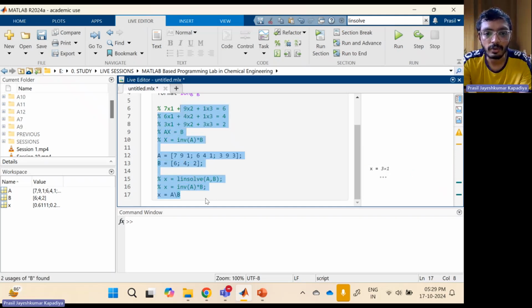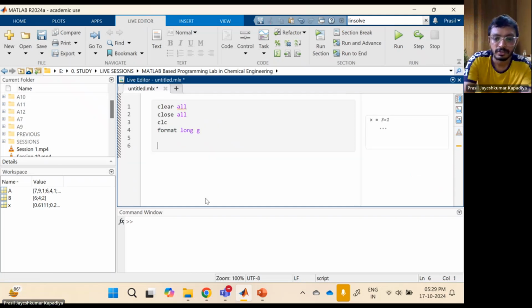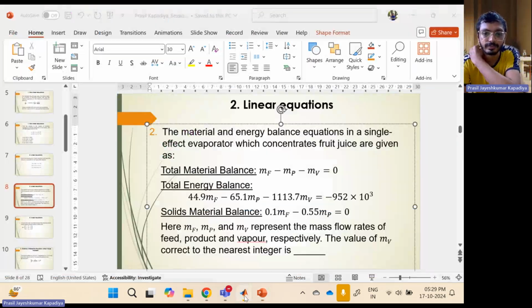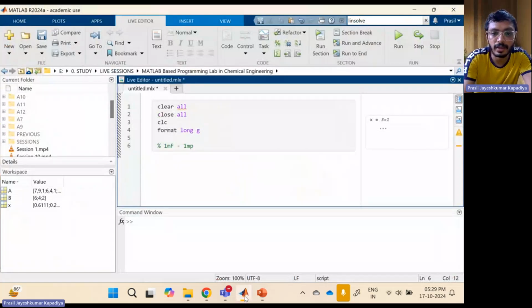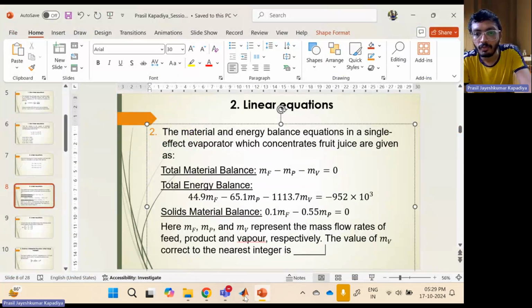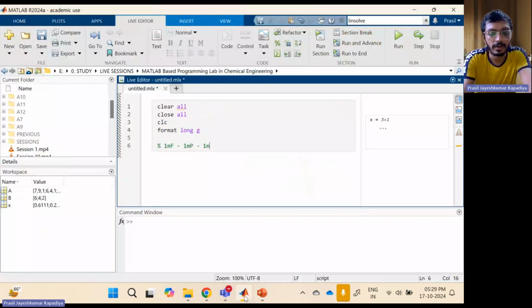So let's first write down the equations here, so we can understand what the matrix is. My first equation is 1 MF minus 1 MP minus 1 MV is equal to 0. This is my first equation.